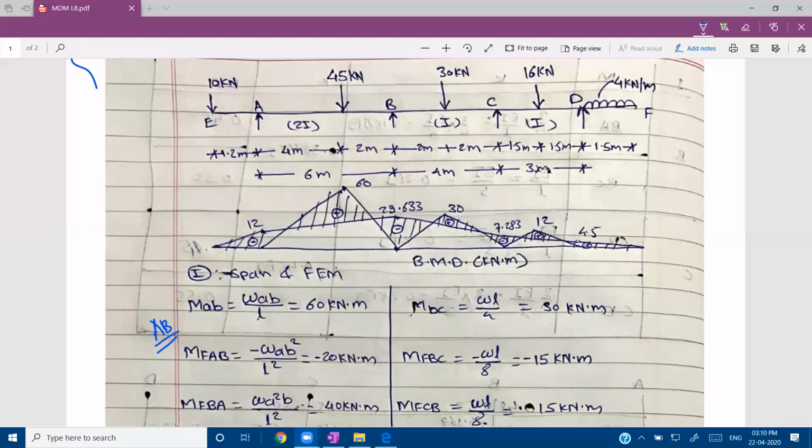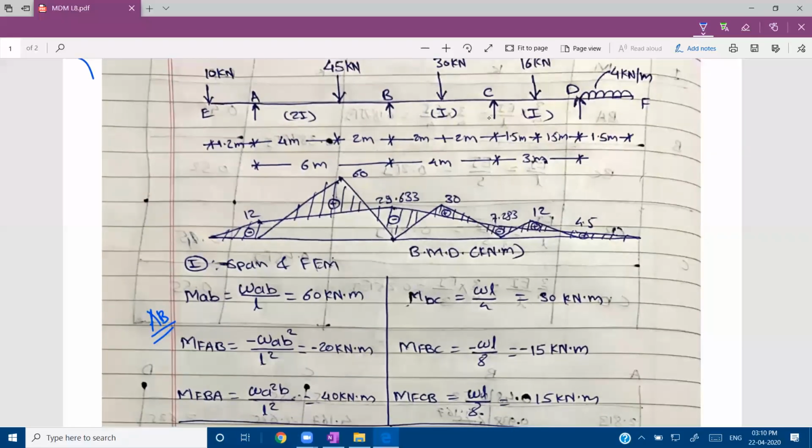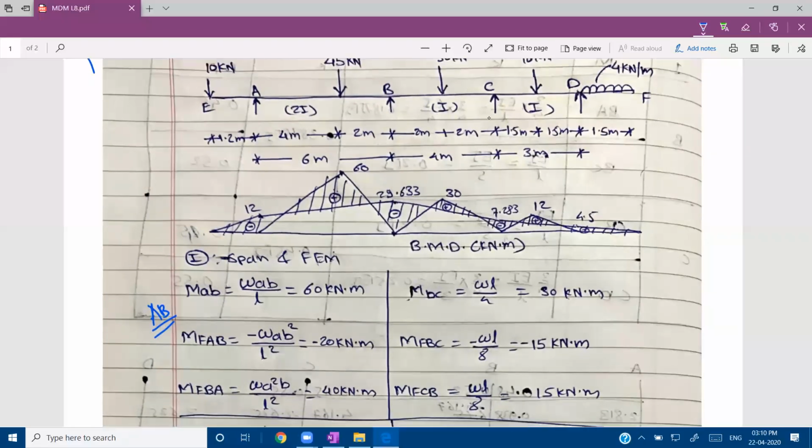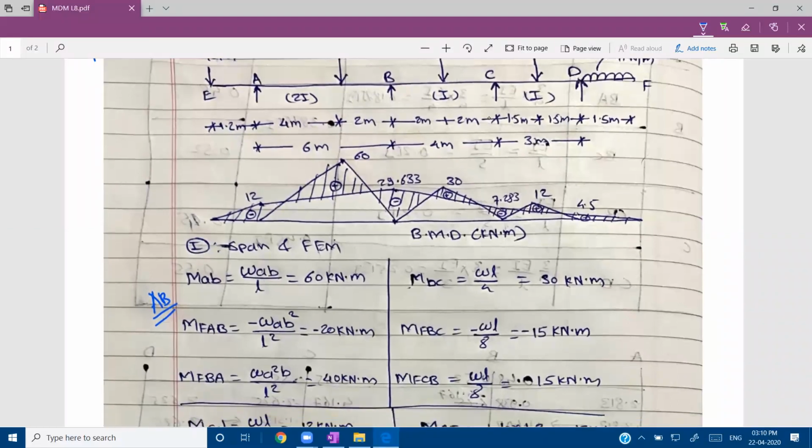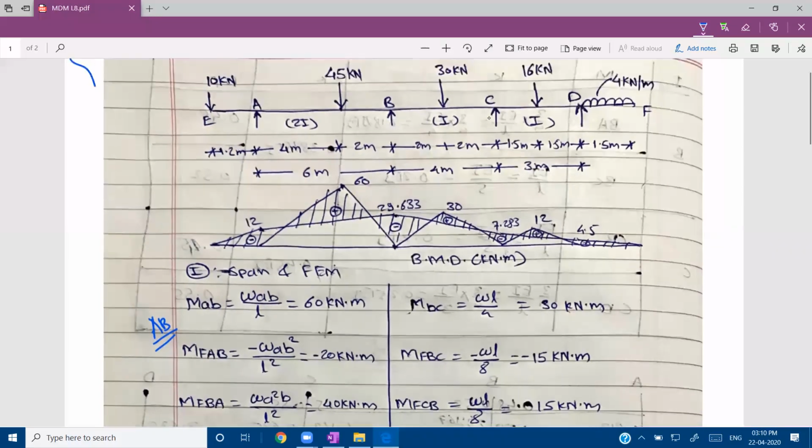Okay, so span AB is carrying a point load. So MFAB, the left hand side moment, will be minus WAB square upon L square. It comes out to be 20, whereas MFBA will be WA square B upon L square, which will be 40.